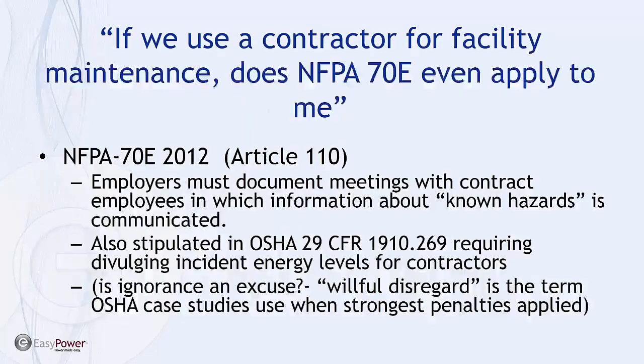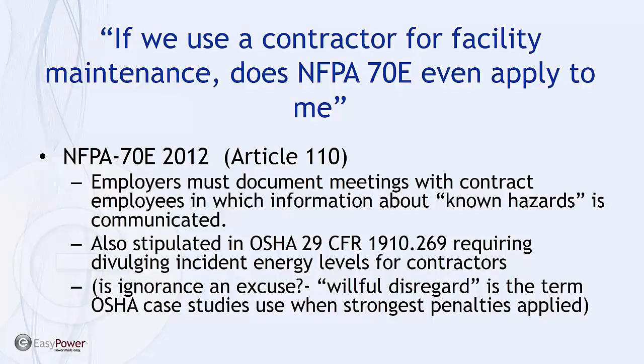Okay, I love this one. If we use a contractor for facility maintenance, does NFPA 70E even apply to me? NFPA 70E back in 2012, Article 110 said employers must document meetings with contract employees in which information about known hazards is communicated. Now this is more than just electrical hazards. This is any hazardous material or condition in the plant.